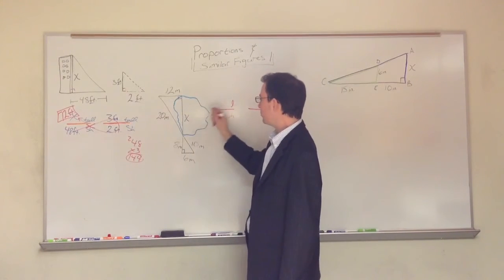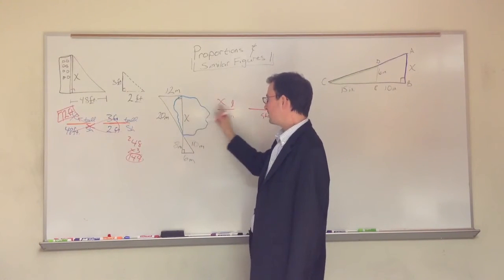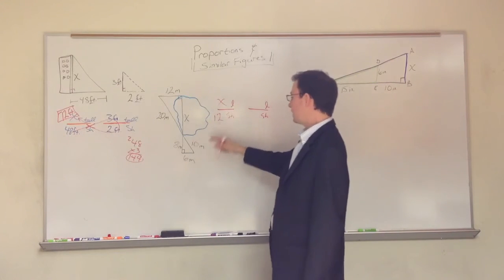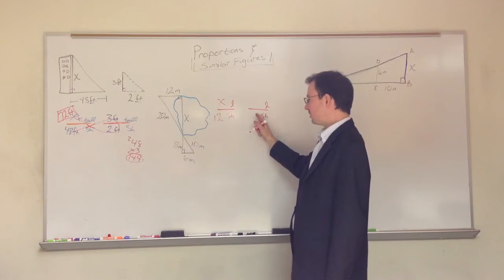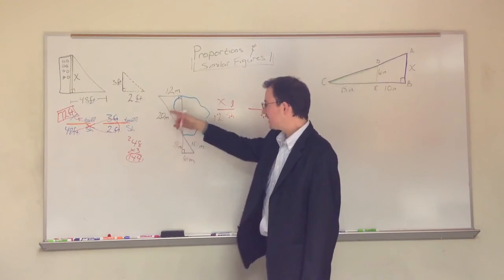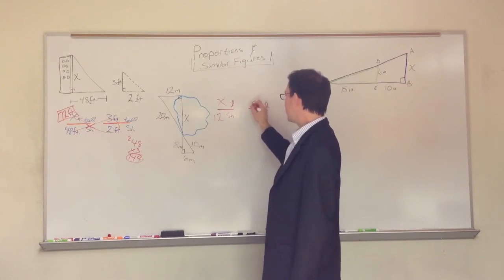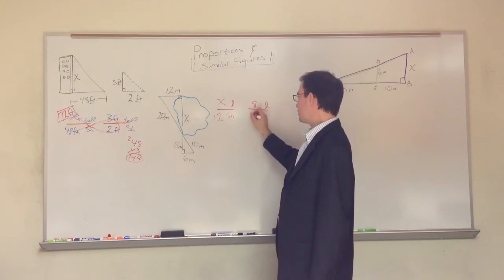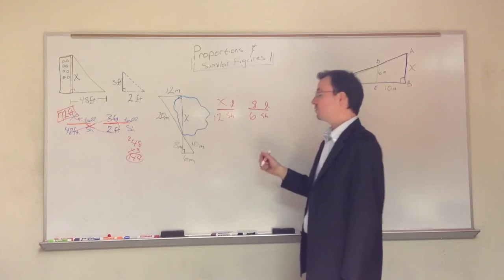Over here, what's the long one? Well, that's X. That's what we're looking for, X. The short, well, we're going to do 12. And on this triangle, which is over here, which one's the long? The long, in this case, is 8. As I overlap it, the 8 overlaps the X. And then the 6 overlaps the 12. Okay, so we do the same kind of thing.